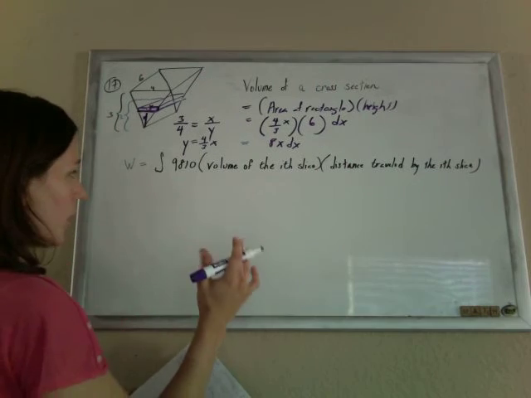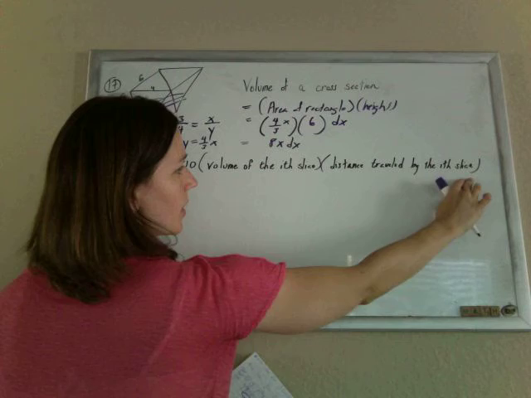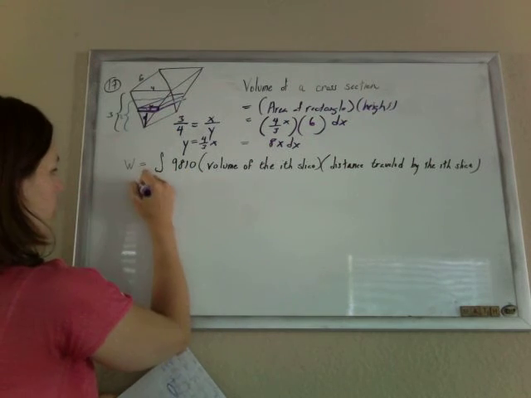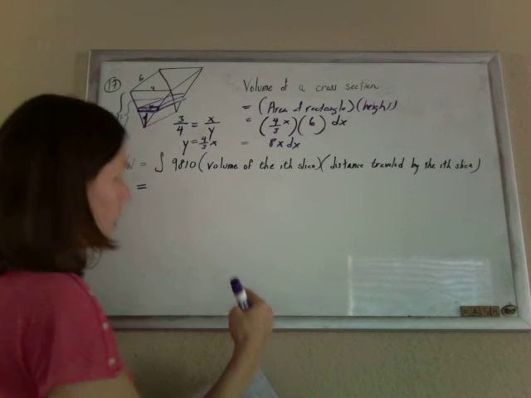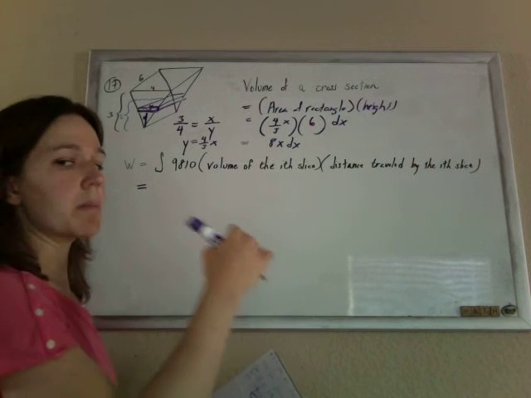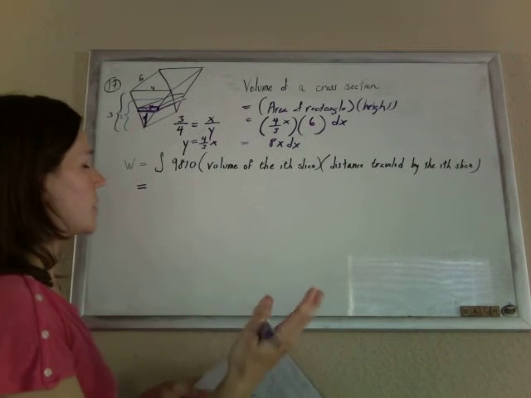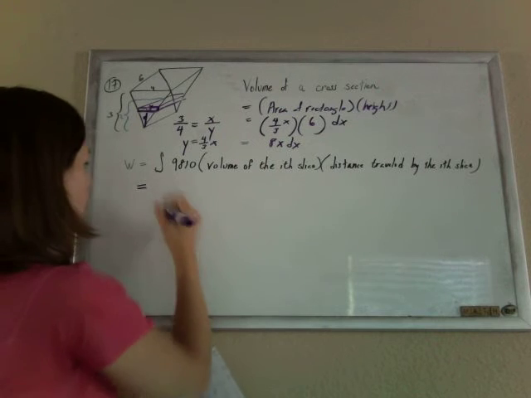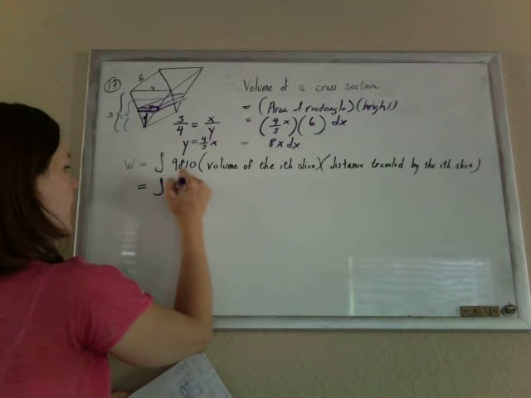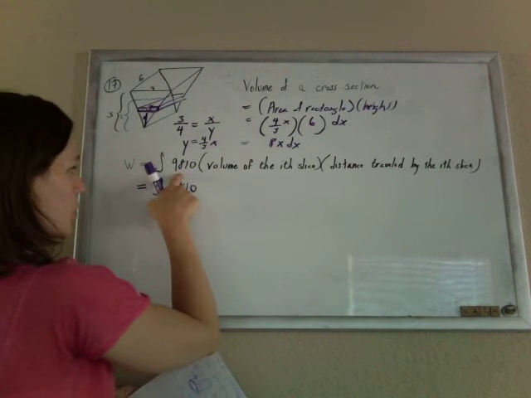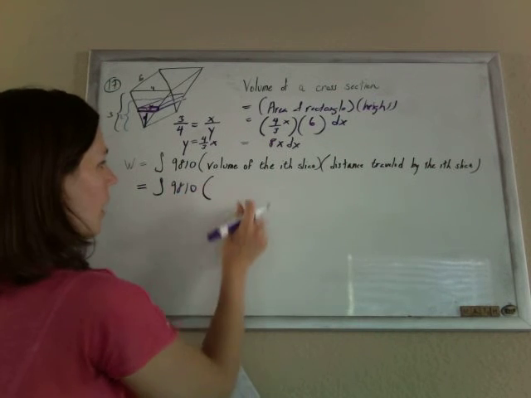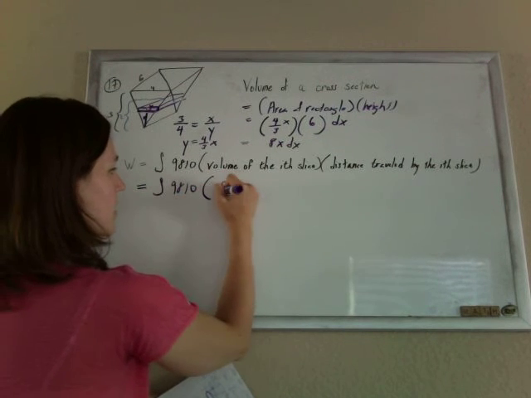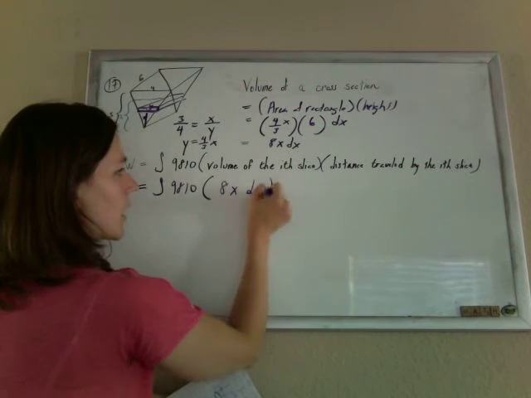Now for the work, I figured out this formula in a LiveScribe video. This is the formula you use for work done pumping water when you're dealing with newtons, meters, and kilograms. So we'll take this 9810. Some books will just use 9800. This one's a little bit more specific. The volume of the ith slice is 8x dx.